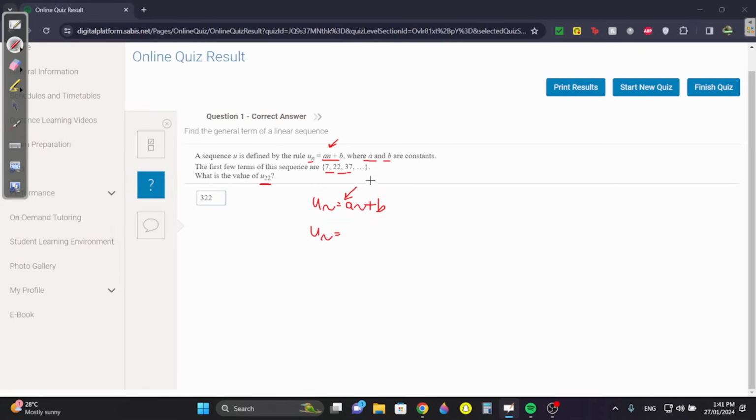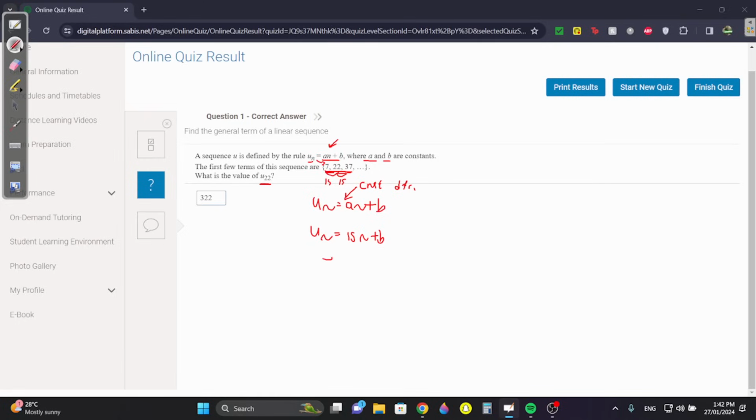I told you a is the constant difference, right? What's the difference between 7 and 22? 15. 22 and 37 is 15. So my constant difference is 15. So instead of a, I put 15, and then n plus b. Now how do we do it? You can take any number. Let's say I want to take 7. Last time I took the fourth number. This time I take the first number, which is 7.